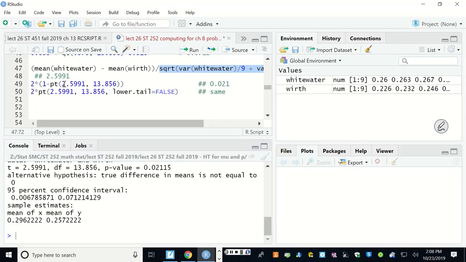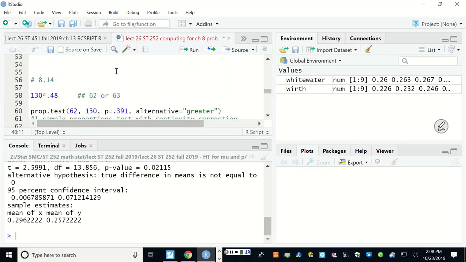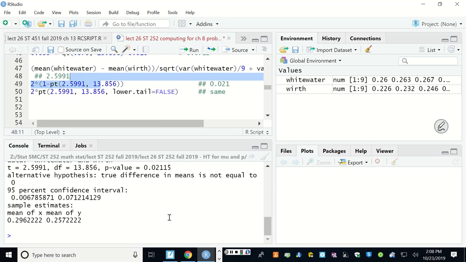I take 1 minus the probability, because the pt function by default goes below a value. So if I want above the value, I have to take 1 minus that, or tell it to take the upper tail. You just have to make sure that if you really expect to get a small value like 0.05 or something, you're looking in the right direction. So anyway, there's that.